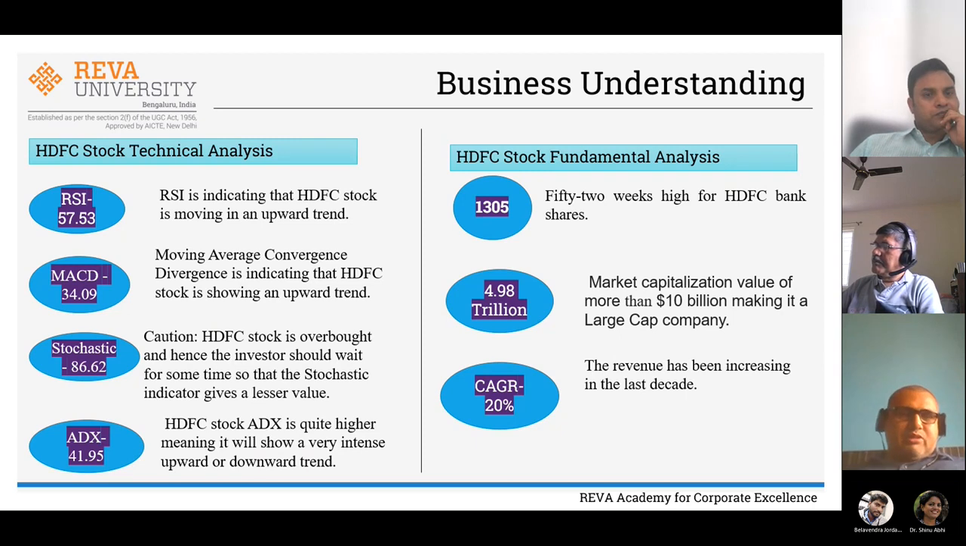Some of the technical indicators, like one of them is RSI. So RSI of 57.53 means it's an upward trend. MACD also indicates that it is an upward trend. Stochastic says that the stock is overbought.